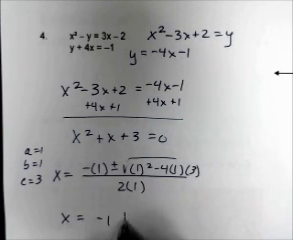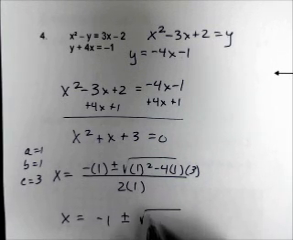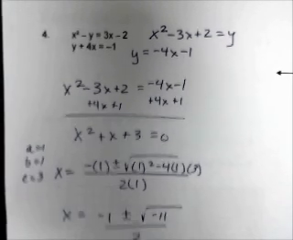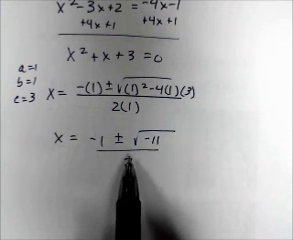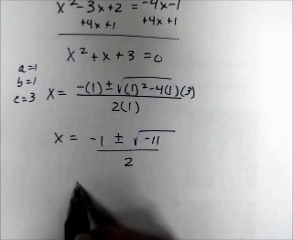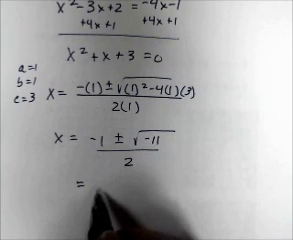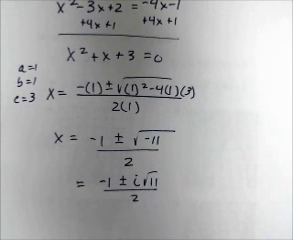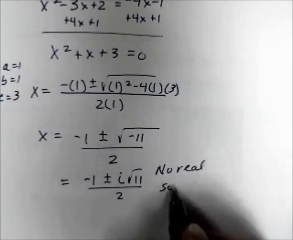So x equals negative 1 plus or minus the square root of 1 minus 12, which is negative 11, all over 2. Okay, that's not real, that's imaginary. Just for review, let's simplify this anyway: negative 1 plus or minus i square root of 11 all over 2. Well, there's no real x value, so there's no real solution.